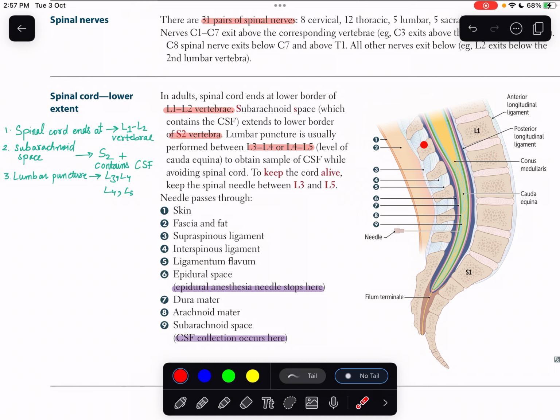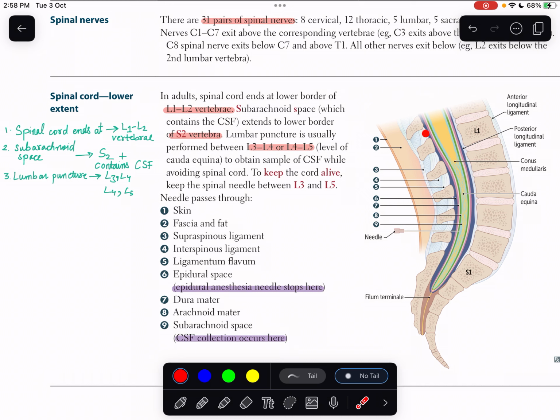Then between the spinous processes are the interspinous ligament. Then this is ligamentum flavum. Then this blue one, epidural space. Then the pink one is dura matter. Then this green one is arachnoid matter, and then this one is the subarachnoid space.